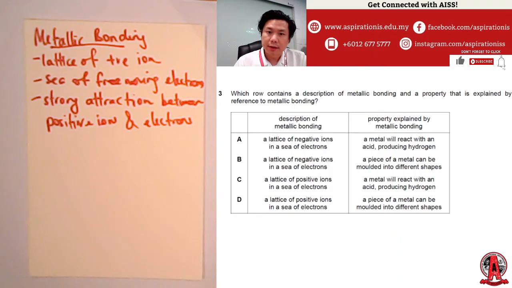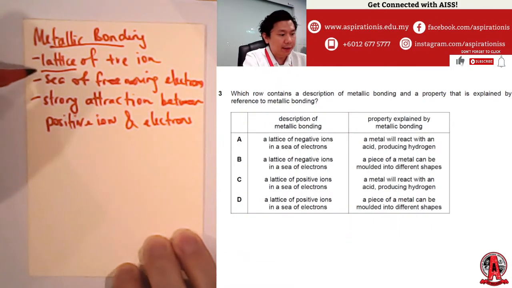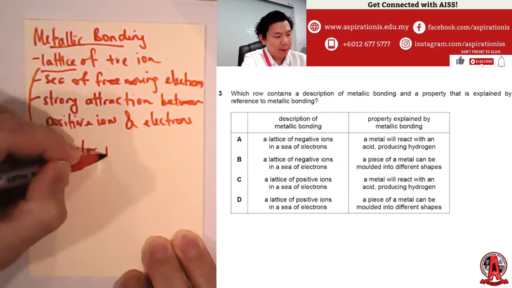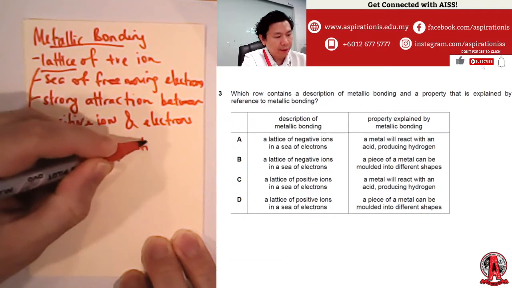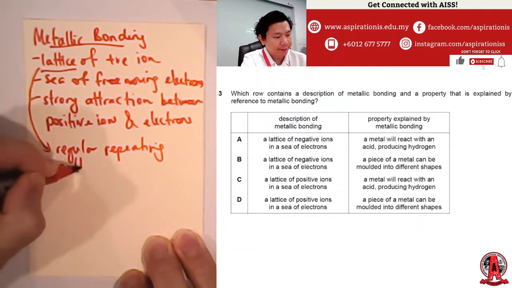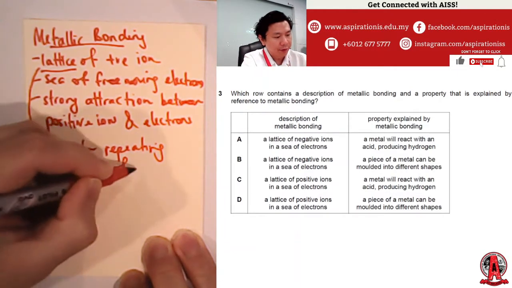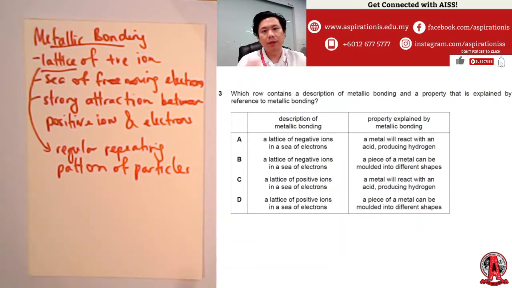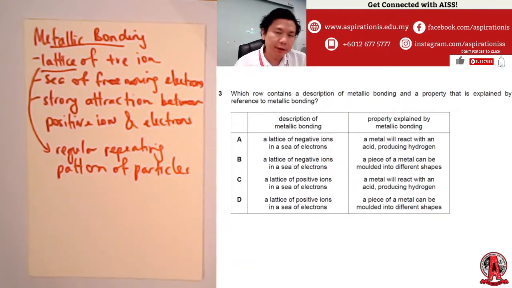So the answer to this question is definitely C or D, because there is a lattice of positive ions. Now, do you remember what lattice means? It's a regular repeating pattern of particles. Particles that are arranged in an orderly manner, in a repetitive manner, that is called lattice.